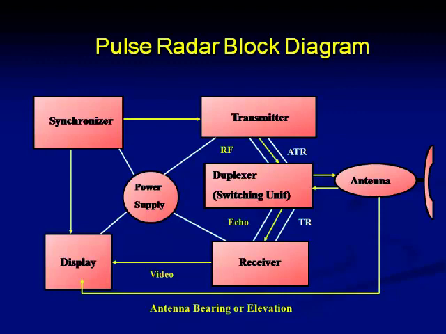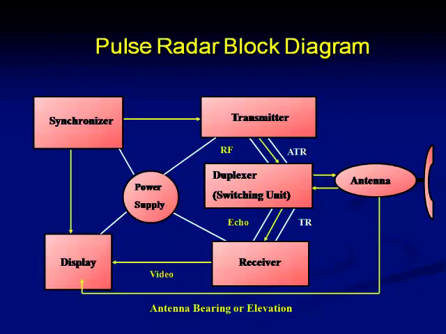All these blocks are interconnected as shown in the diagram. So a power supply is going to give the required power to all these blocks. The synchronizer will send a start signal to the transmitter. Then the transmitter is going to give a pulse which is sent to the antenna through this switching unit called duplexer.